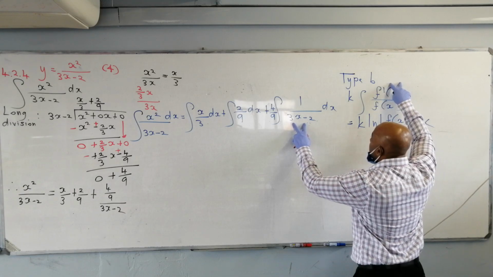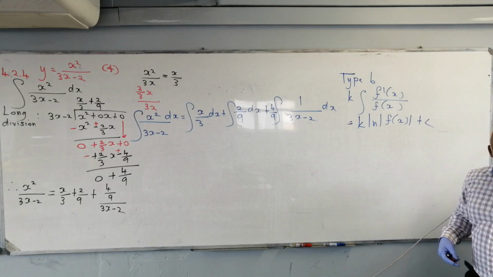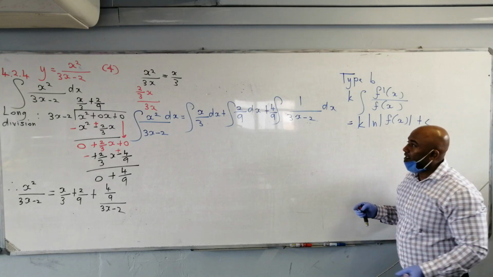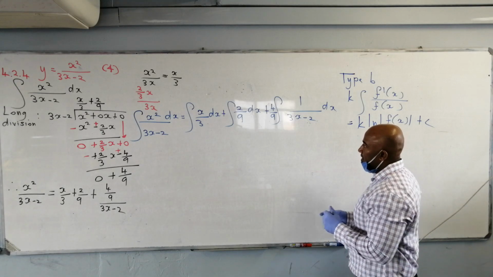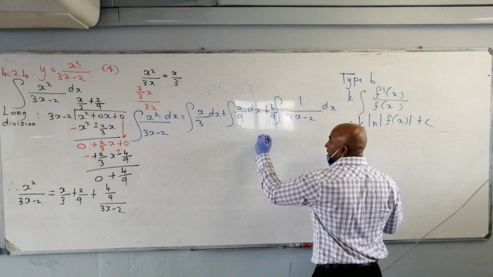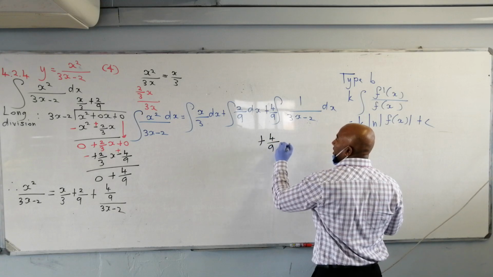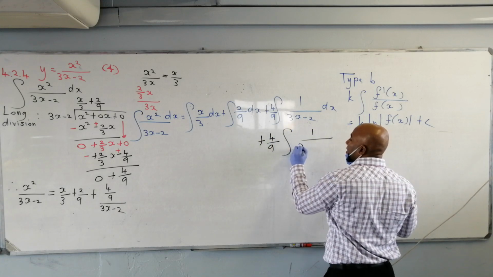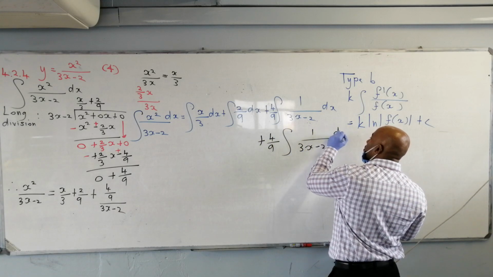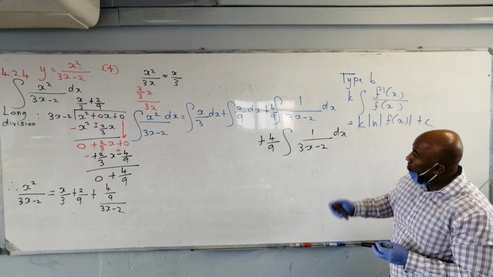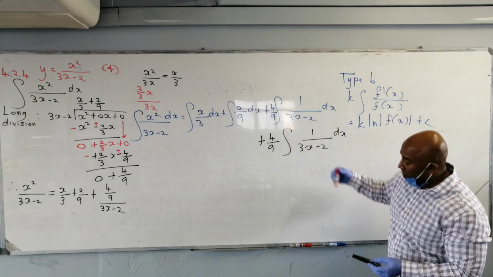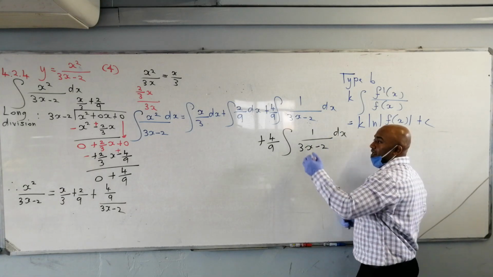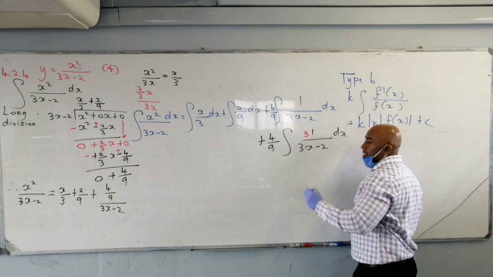F prime x, the exact derivative of 3x is supposed to be 3. Alright, well, let me just do that in the next step so you see exactly what is happening. So that's plus 4 over 9. You got your 1 there. 3x minus 2. I don't want to interfere with this. So you must understand that there is a 1 here. But the exact derivative of 3x is supposed to be 3.